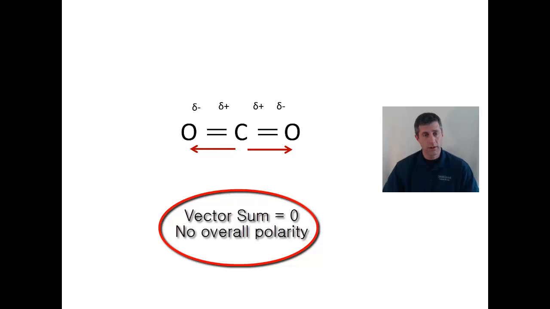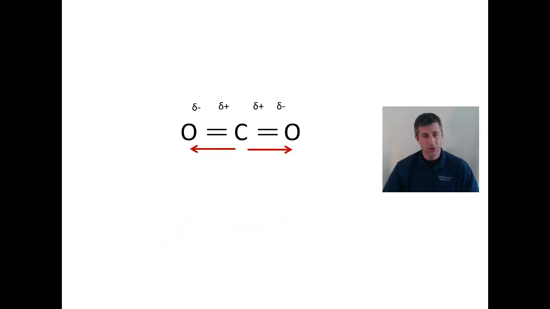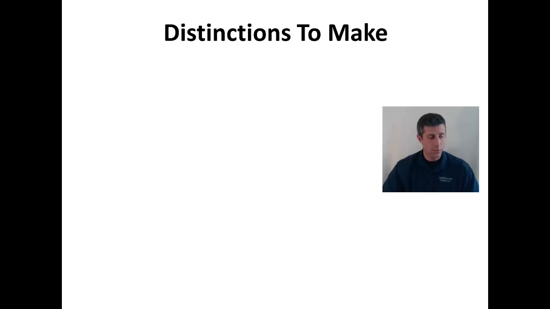So overall, the molecule doesn't have a distribution of electrons that differs on the surface. There is not a net positive charge or a net negative charge anywhere on the surface of this molecule, despite the fact that we have unequal sharing of electrons that happens deep down inside at the bonding level. Okay, briefly, let me make a few distinctions.